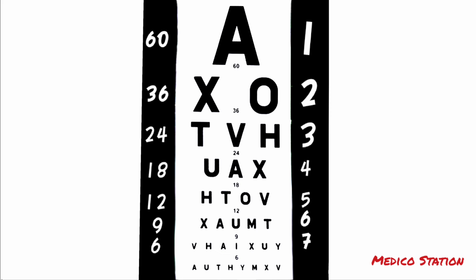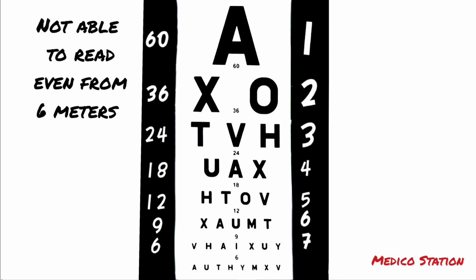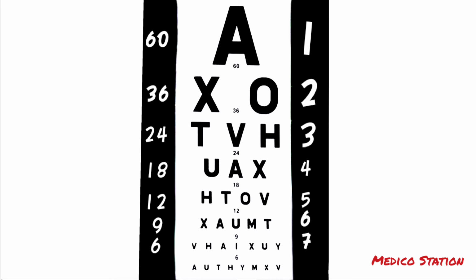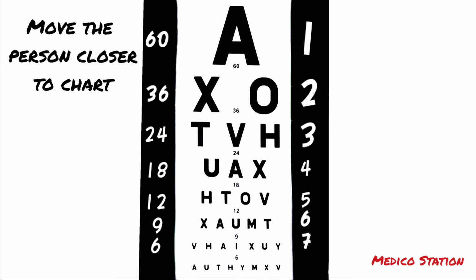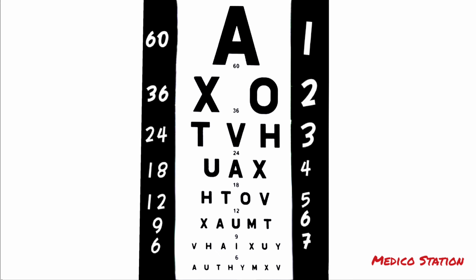What will happen if a person is not able to read the topmost letter even from a distance of 6 meter? Then we will move the person closer, to 5 meter. If he is able to read, then his vision will be 5 by 60. If not, then move closer, 4 by 60, then 3 by 60, 2 by 60, and at last at a 1 meter distance. If he reads at a distance of 1 meter, his vision will be 1 by 60.